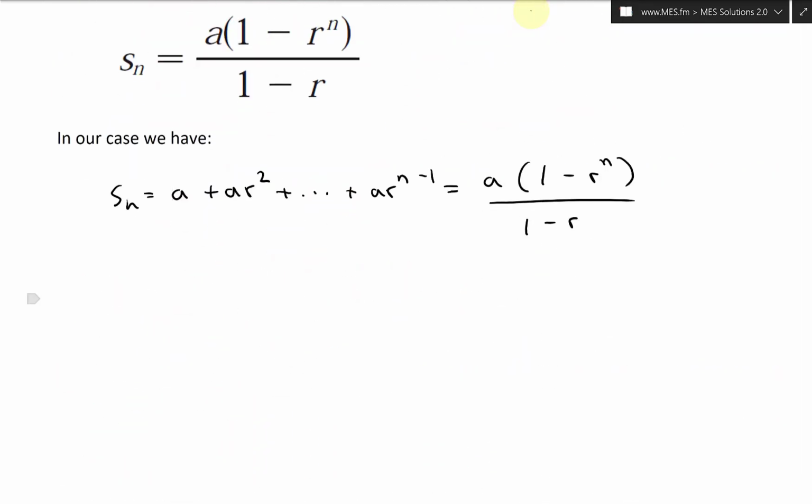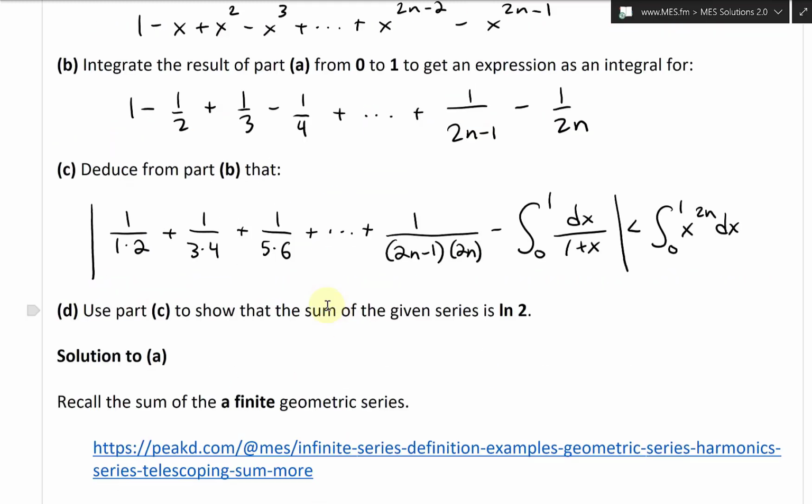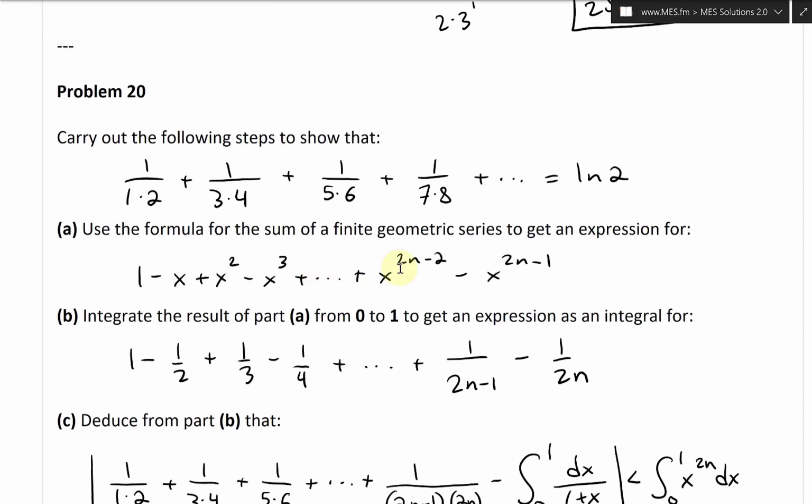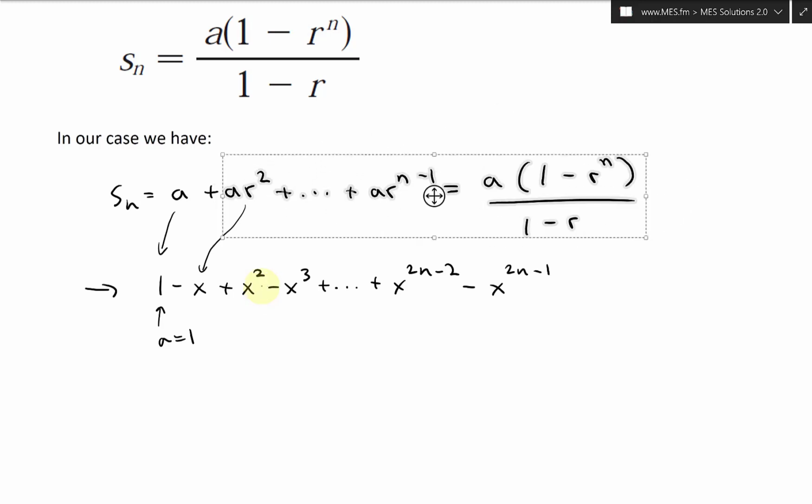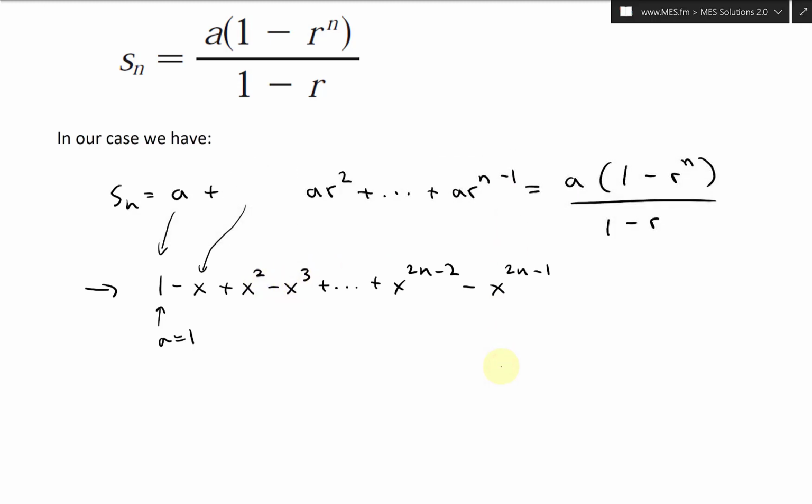So in our case we have 1 minus x plus x squared minus x cubed plus ... plus x to the 2n minus 2 minus x to the 2n minus 1. Now we need to see what matches up. Well, we have here a is 1, so we just write a equals 1. Now the r is right here. If a is 1, then this r is right over here. We forgot to add the ar, so let's move this all the way to the right side: plus ar, plus ar squared, etc. So that lines up.